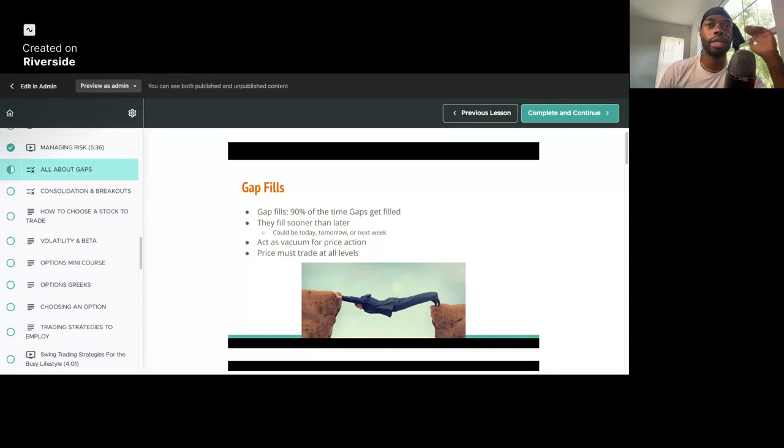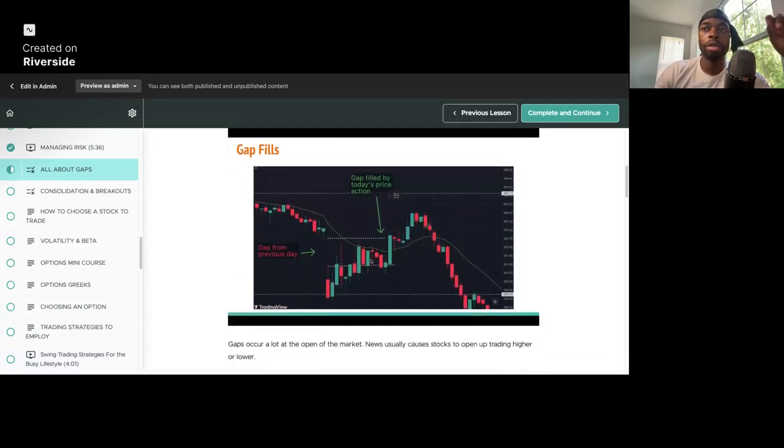So if people were trying to sell in those areas and they weren't able to sell before, they're going to be able to sell once price moves back to that area, and vice versa for buying. So price must trade at all levels. So gap fills. So this is an example of a gap fill.